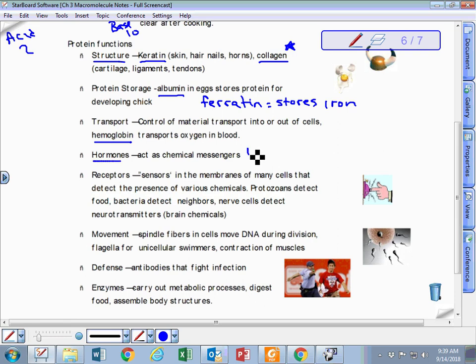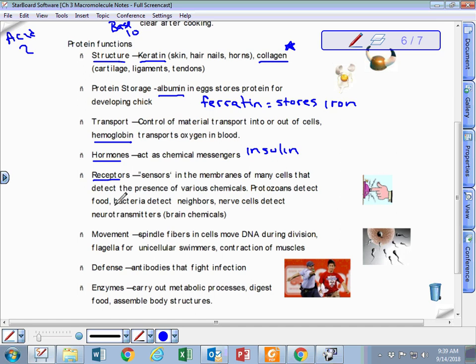Hormones. Hormones are chemical messengers in your body. We're going to do a whole unit on them. Their job is to communicate with parts of your body to tell them to do something. Not all of your hormones are proteins. For example, estrogen and testosterone are not proteins. Those are actually made out of cholesterol. So not all hormones are proteins, but a lot of them are.